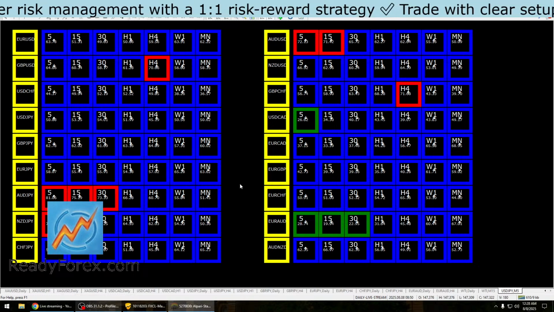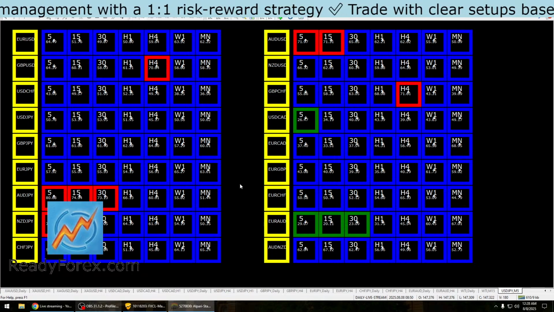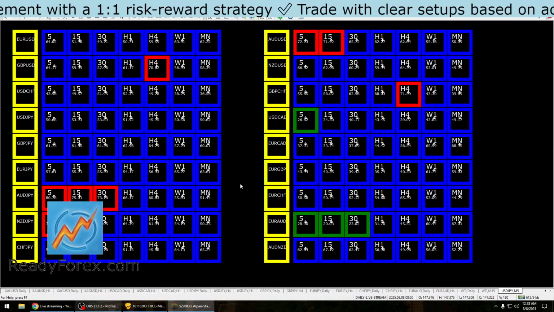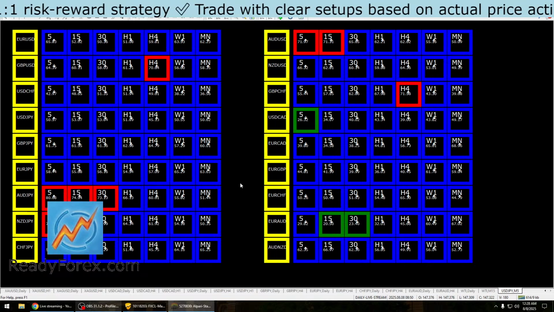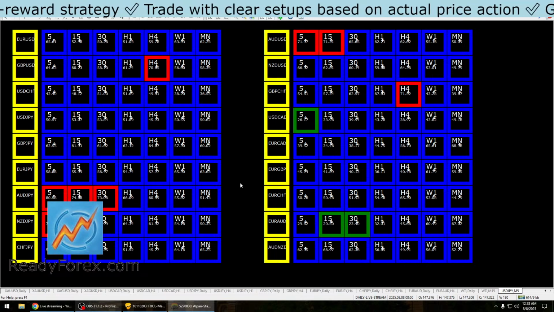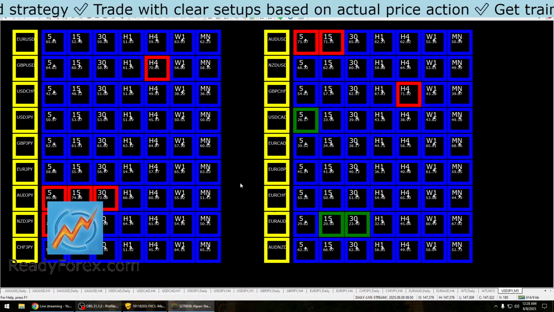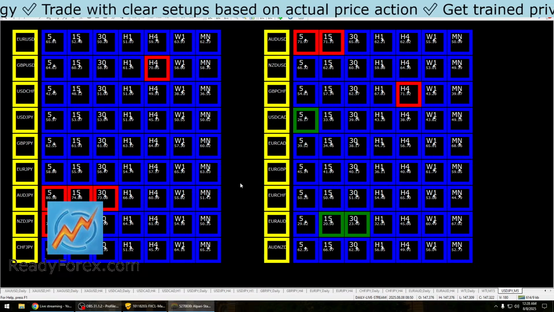Okay. So right now the US dollar index is basically becoming weak, and the rest of the other pairs, they are becoming strong.